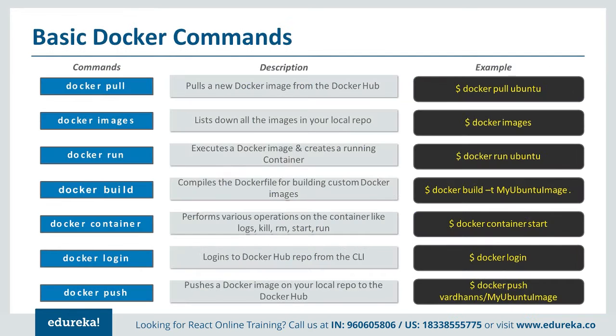So if you want any image, we'll say docker pull. If you want to see all the images, we'll say docker images. To run, we'll say docker run and the image name. To build, we'll say docker build -t and the image name. To start a container, docker start and the container ID. To login, docker login, and to push, we'll say docker push and your username there.